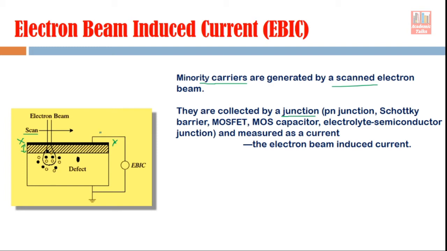This kind of junction can be produced by creating a PN junction, or a Schottky barrier, and you know in MOSFET devices also there is a depletion region, and that way we get a space charge region or a strong electric field there. A MOS capacitor can also be used, and an electrolyte semiconductor junction can also be used. So all these structures can provide us a junction where there is a strong electric field, and because of that strong electric field we can collect the carriers which are produced in response to the incoming electron beam. All these carriers which are collected in the junction are measured as a current.